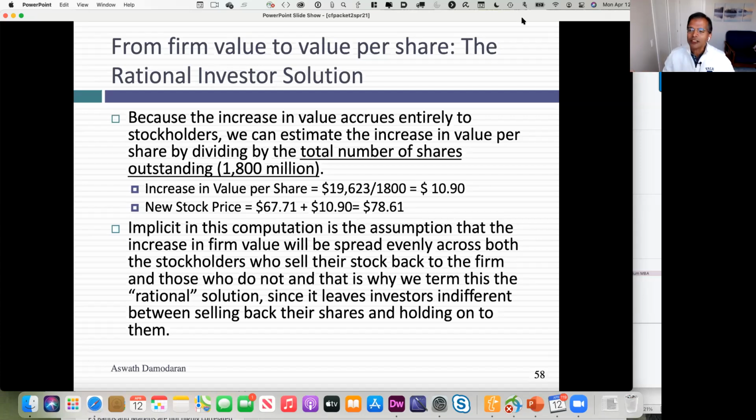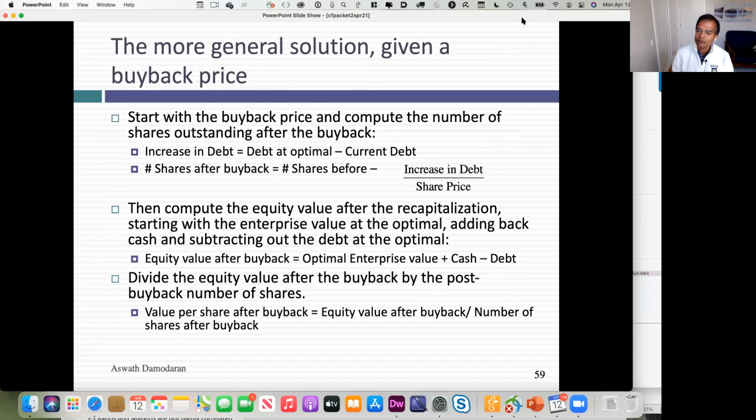It's very unrealistic, but let's say there are some really stupid shareholders out there who never read the news, who never watch CNBC. They have no idea that Disney is doing this. And let's say you could buy the shares back at 67.71. See why this is going to help you? You're going to buy the shares back at the old price. You're going to get to keep the entire 19.6 billion for yourself. Your increase in share value will be much, much higher as a remaining shareholder.